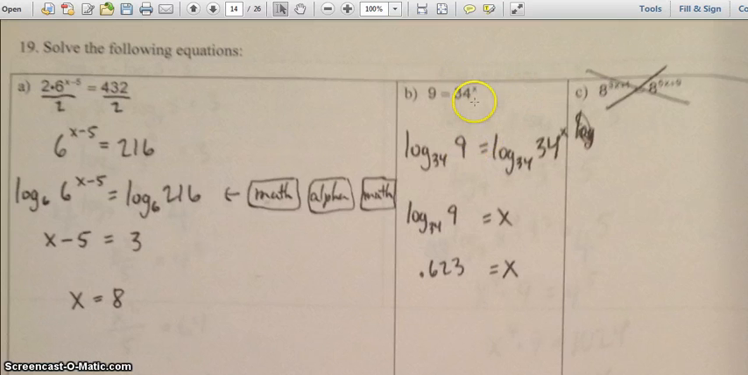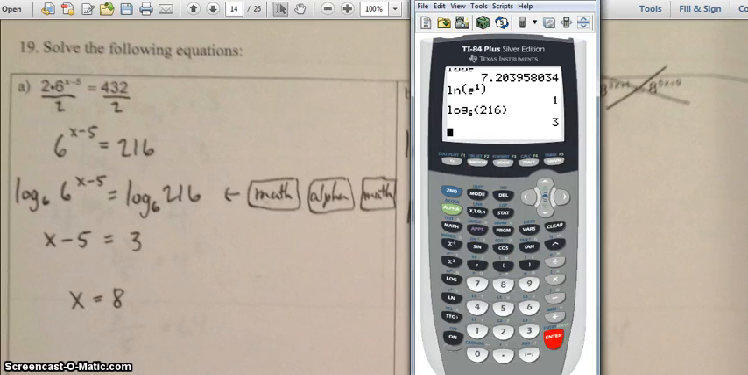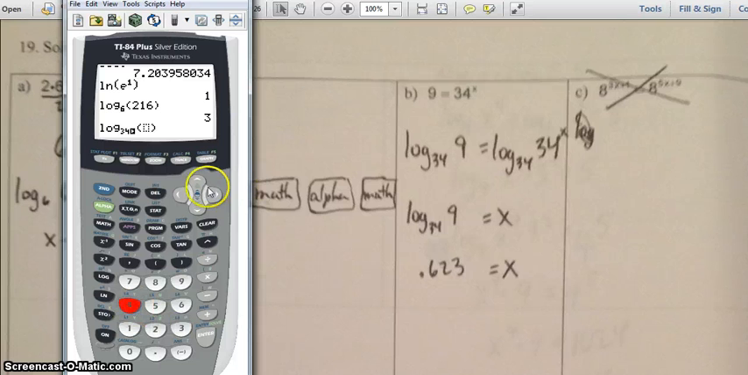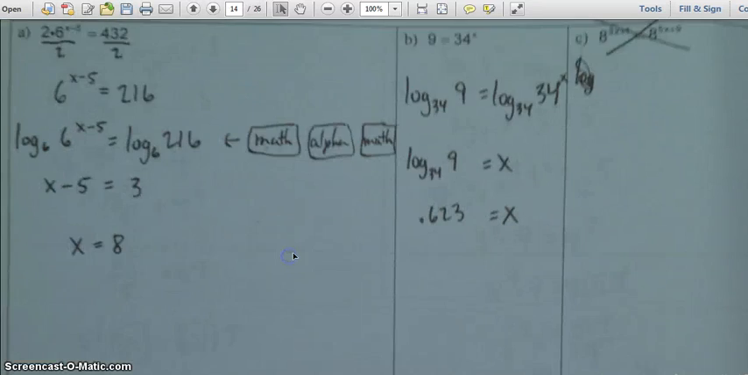If they give you a base raised to an exponent equals a number, to get rid of the base, you do log of that base to both sides. I did that here, log base 34 to both sides again. It's math alpha math. 34 is the base, and 9 is the inside. And you simply plug it in and you get your answer.